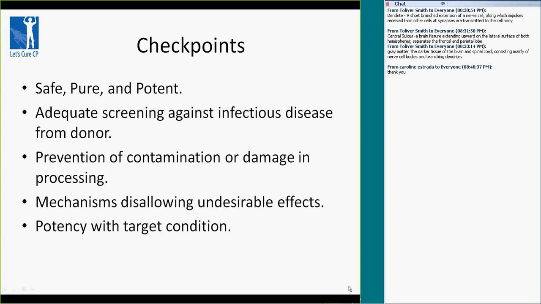We also want to make sure that, in the process of handling the cells, we don't damage those cells. So the FDA looks over our shoulder to make sure that we don't develop a process that could introduce that type of a factor.